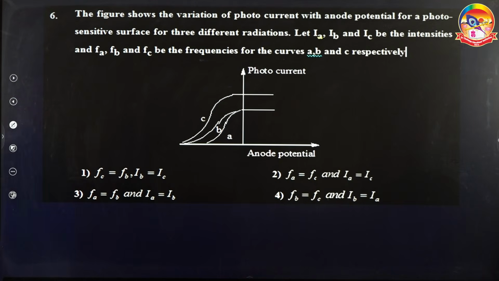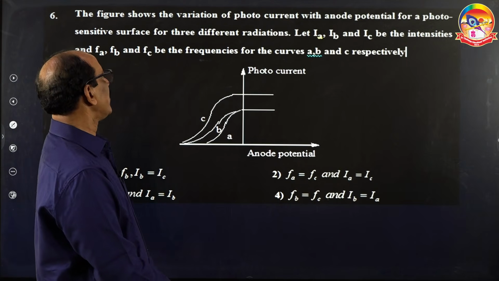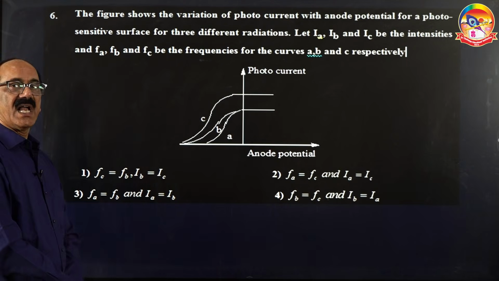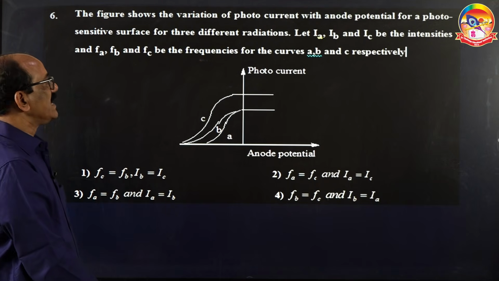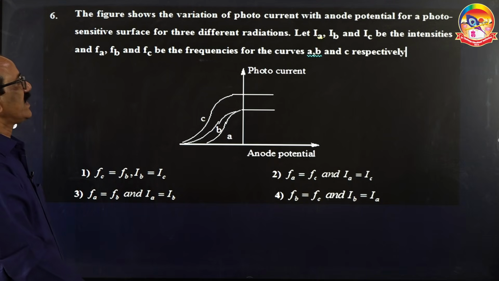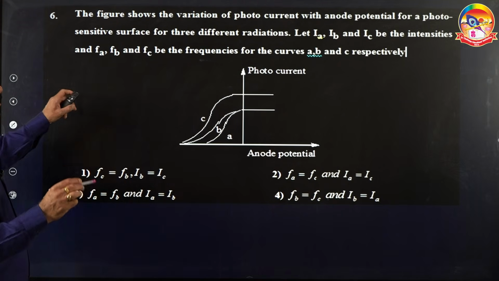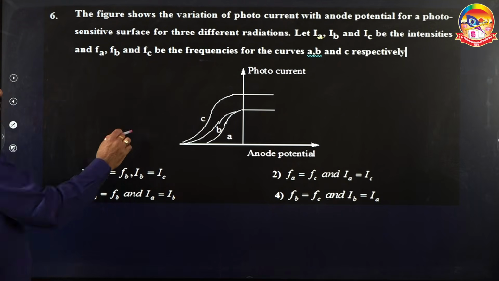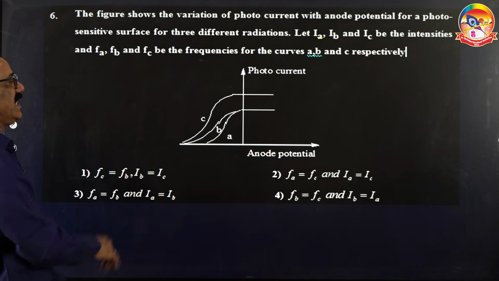Then, if you go to the next one, the figure shows the variation of photoelectric current with anode potential for a photosensitive surface for 3 different radiations. Let IA, IB, IC be the intensities and FA, FB, FC be the frequencies for the curves A, B, C respectively. So here, on a photometal, by varying the anode potential, photocurrent is recorded.